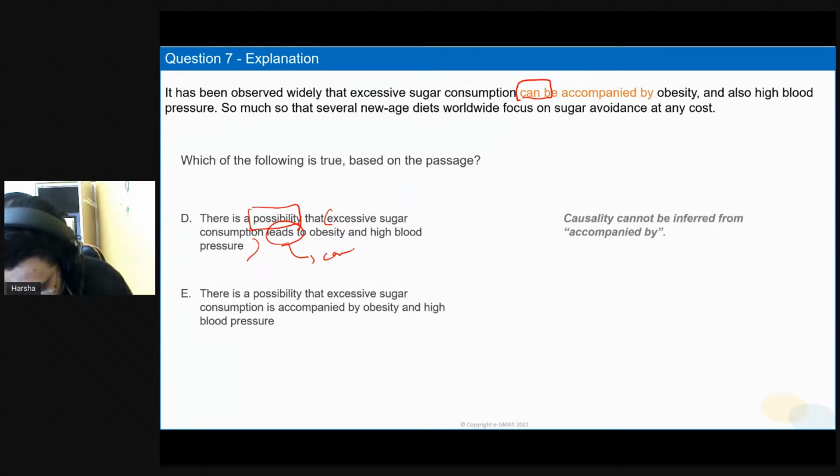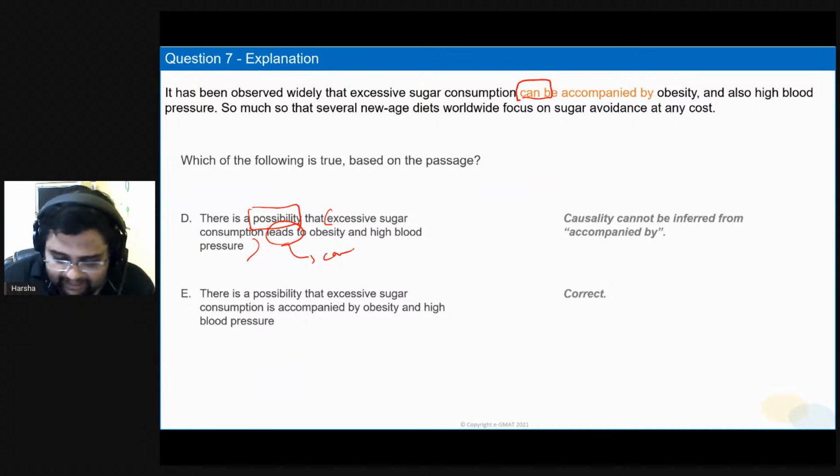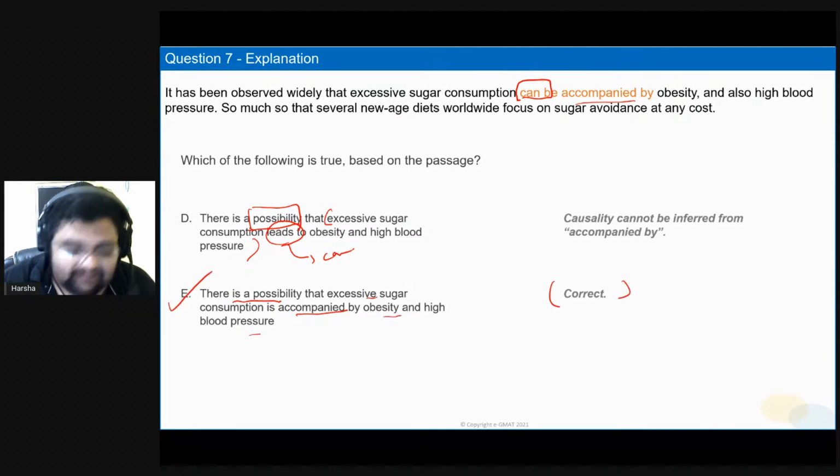Option E was kind of the correct answer here. Why? Because this captures everything correctly. There is a possibility. That's what your can be indicates. That excessive sugar consumption is accompanied by. In this case, we are using the exact same word, so you know you're right. By obesity and high blood pressure. So option E is the correct answer.